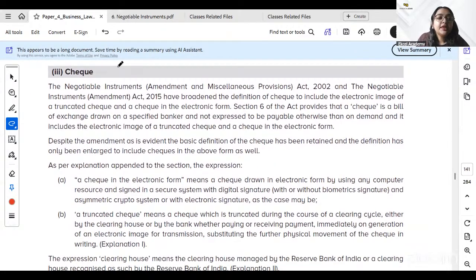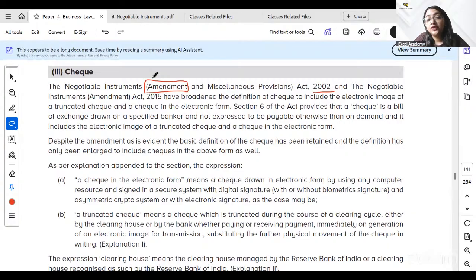All right. Next is the Negotiable Instruments Amendments and Miscellaneous Provision Act of 2002. What did we understand about amendments? When we started off this chapter, that is for your law, we understood that once an act is passed, if there is a change that has come into place, you don't need to revoke the act entirely and issue a new act.